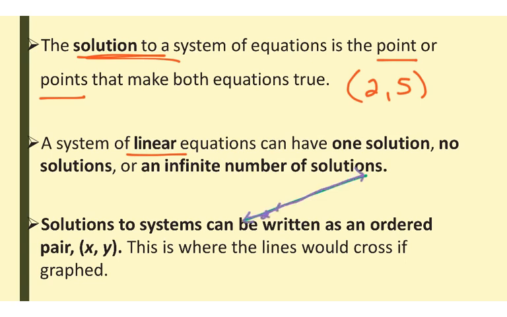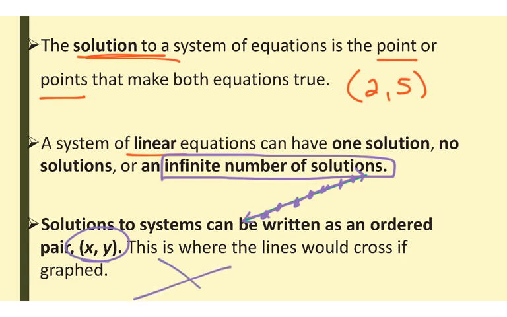Then they intersect at all these points, and we can't possibly write all of them, so we say infinite number of solutions. So instead of having to write the millions and millions of solutions, you only have to write 4 words, infinite number of solutions. The solution to systems can be written as an ordered pair, and that's how I want you to write them. And that is, again, where the lines are going to cross.